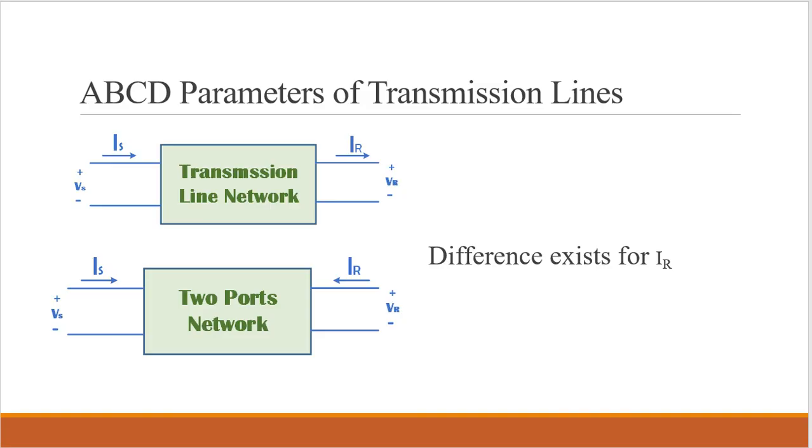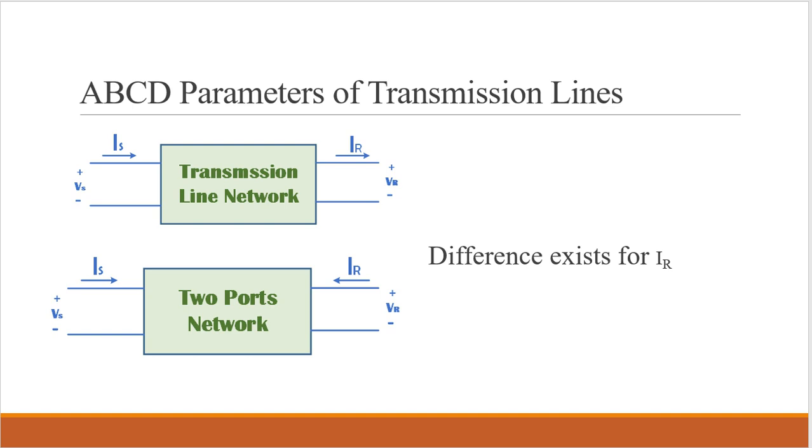So continuing with our lecture, we will be able to know that the ABCD parameters of a transmission line are slightly different from the parameters of a two-port network, right? If we consider a transmission line network having two parameters at the receiving end and two parameters at the sending end, that is, voltage and current on the sending end as well as on the receiving end, then this transmission line network model will become as shown in this particular figure, right?